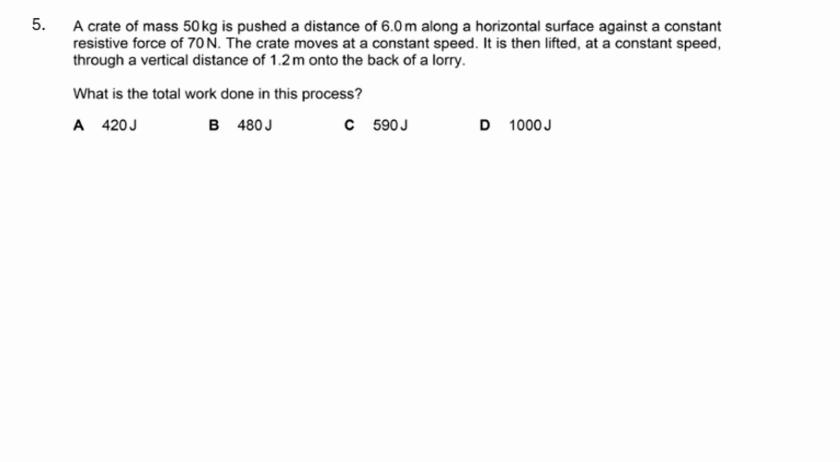A crate of mass 50 kg is pushed a distance of 6.0 meters along a horizontal surface against a constant resistive force of 70 newtons. The crate moves at constant speed. It is then lifted at constant speed through a vertical distance of 1.2 meters back onto the back of a lorry. What is the total work done in this process? Okay, so first things first, you want to split this up into two situations because we see that it's moving horizontally as well as being lifted up. So let's just say the first one is horizontal and the second one is vertical.